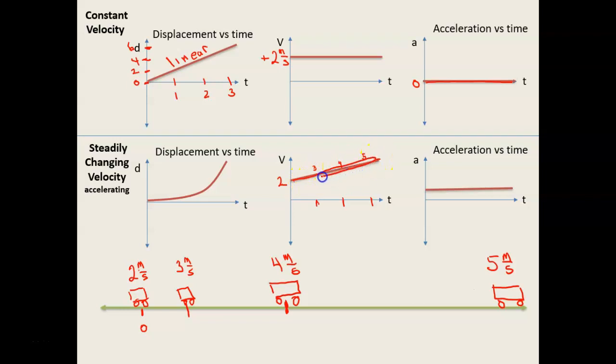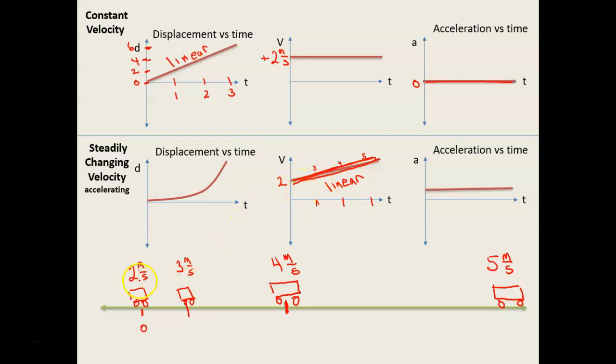If we have a steadily increasing or steadily decreasing speed, the velocity graph will be linear and non-horizontal. It won't be a flat line, it'll be a sloped line. So it'll either be sloped up if we're increasing speed or sloped down if we're decreasing speed, or if we're increasing speed in the negative direction. But let's just stick with this. In this case, we're increasing our speed in a linear fashion.